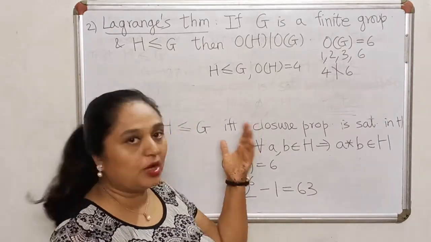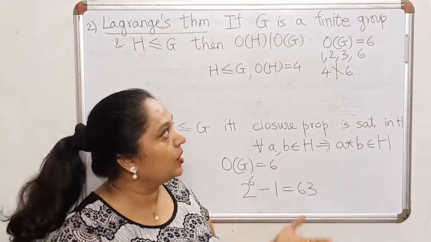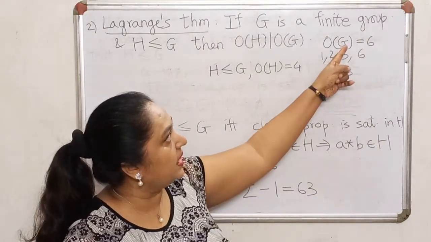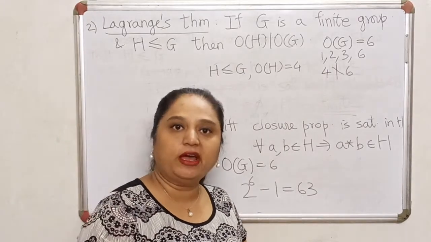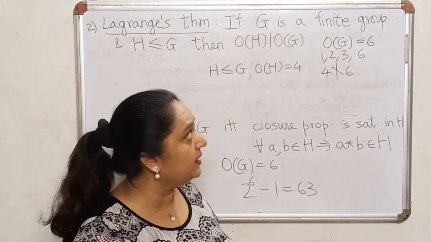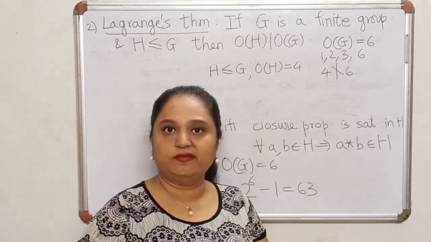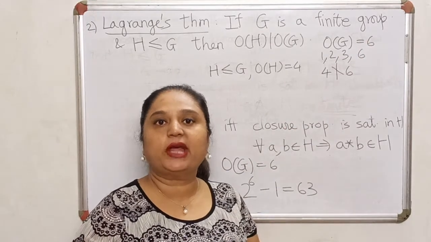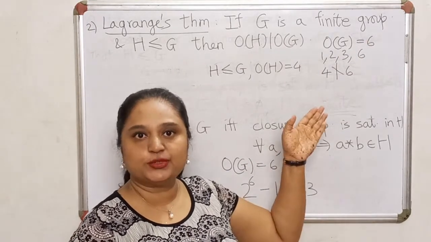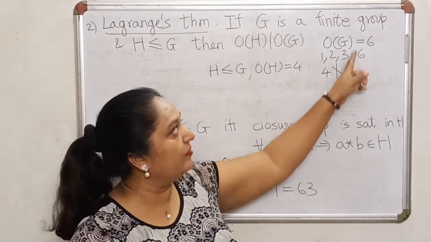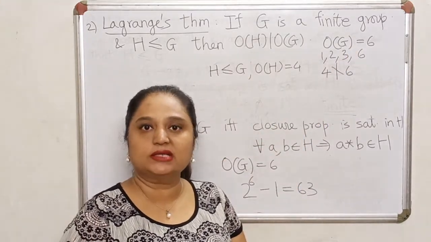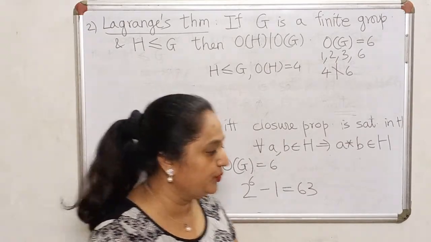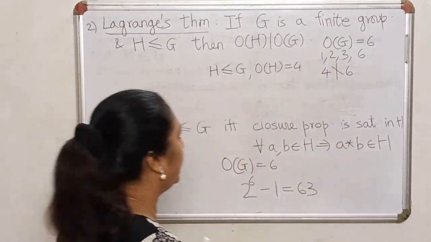That much is also a big help for us, because then I know that in this case this group cannot have a subgroup of order 4, it cannot have a subgroup of order 5 either, because 5 also does not divide 6. So it is futile to look for subgroups of orders 4 and 5 for this group. So it helps us narrow down our search for subgroups. So let's look at a very simple example.